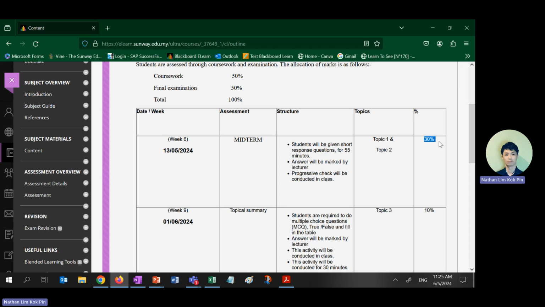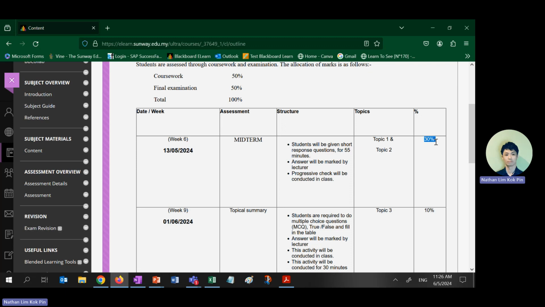So it's 30%. You get me? 30%. Straight away, this will determine whether you fail or pass, actually. 30% is 30 marks. My test paper is 30 marks. 1 mark is 1%, so just do your own calculation.